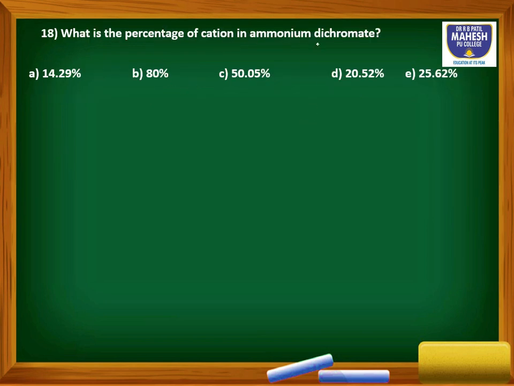What is the percentage of cation in ammonium dichromate? We are asked to find the percentage of cation in ammonium dichromate. This is the formula of ammonium dichromate, (NH4)2Cr2O7. When we ionize it, we are going to get the ammonium ion like this and the dichromate ion like this. Nitrogen is 14 plus 4, that is 18, 18 into 2 is 36. So we have 36 gram of ammonium cation in ammonium dichromate, and we have to find out its percentage.